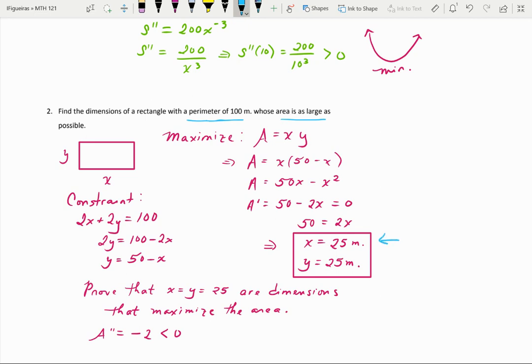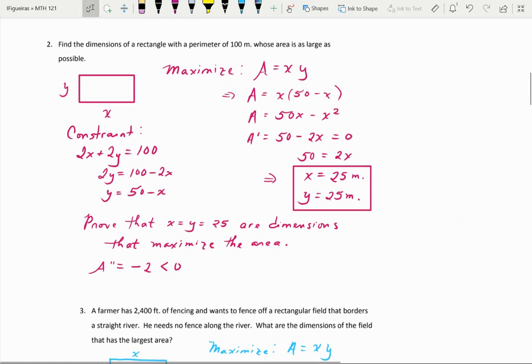Solve that equation and you get that x is equal to 25. And just like we did in the previous example, we also have to find the value of y. Remember, y is equal to 50 minus x, so it's 50 minus 25. So we get that x and y are both 25. So that means that, in fact, our rectangle is a square, and that's okay. A square is a special type of rectangle. But just like the last example, we need to prove that the dimensions of x equal to 25 and y equal to 25 actually maximize the area of that rectangle, which we now see looks like it's a square.